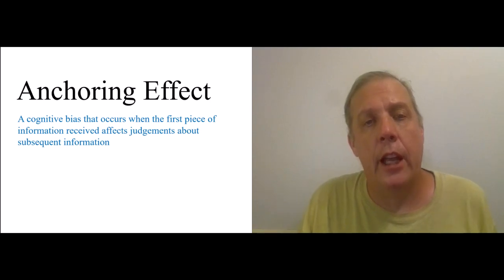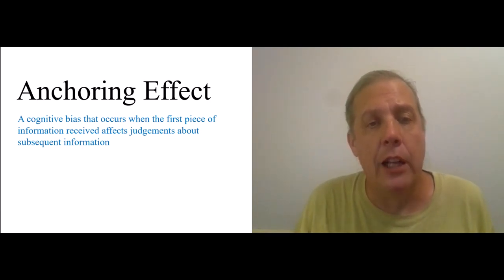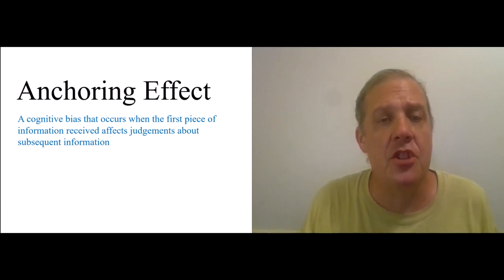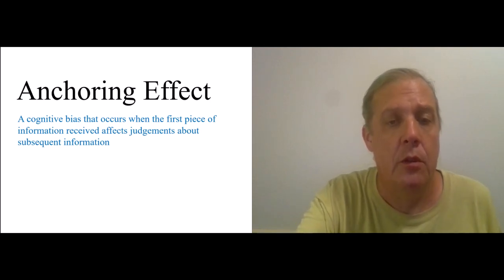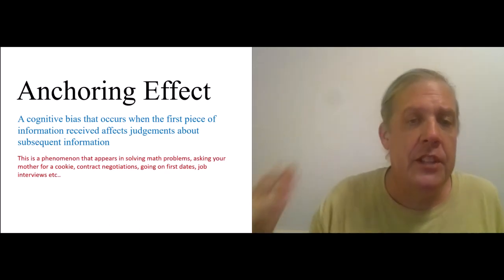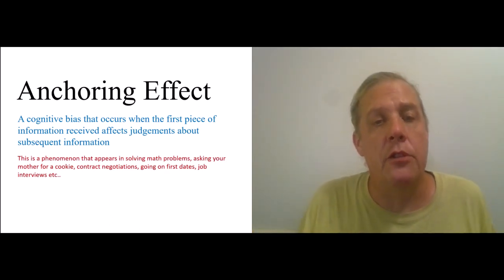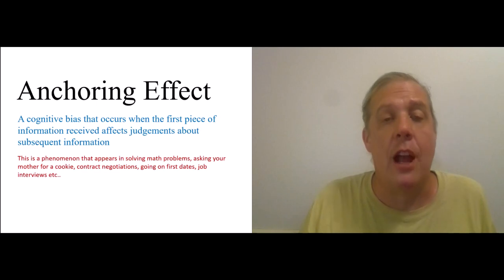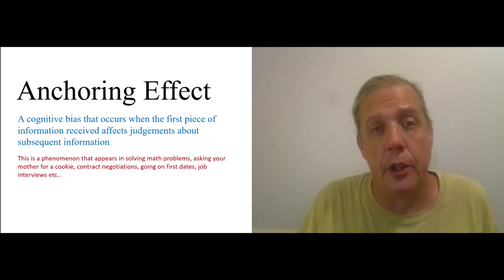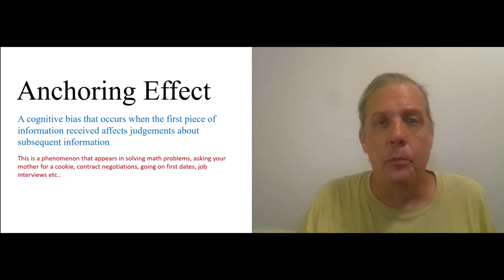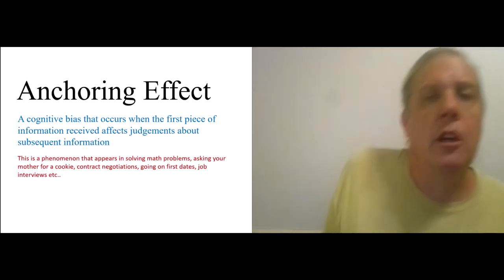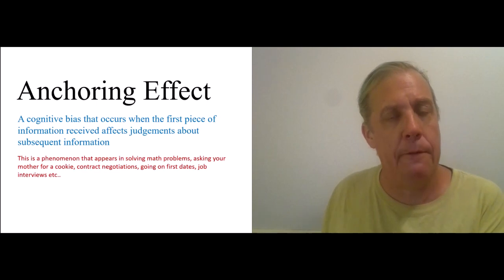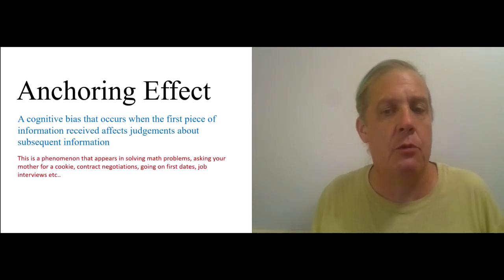Okay, so we can define the anchoring effect this way. The anchoring effect is a cognitive bias that occurs when the first piece of information received affects judgments about subsequent information. And this is a phenomenon that doesn't just appear in solving math problems or asking your mother for a cookie. It appears in contract negotiations, job interviews, going on a first date, pricing. When the waiter comes out and you ask what wine they have, they show you an expensive wine first, so that the second most expensive wine looks reasonable.